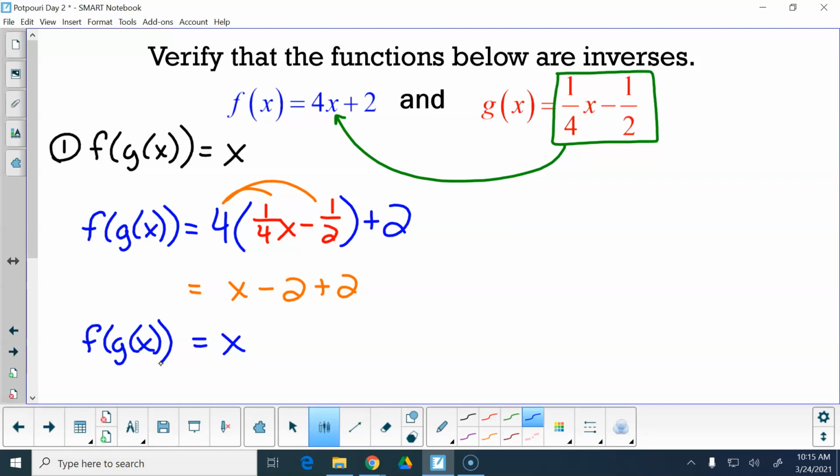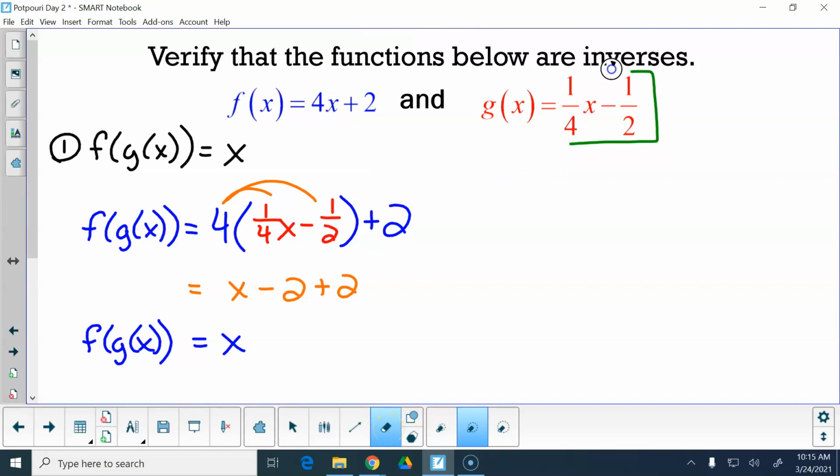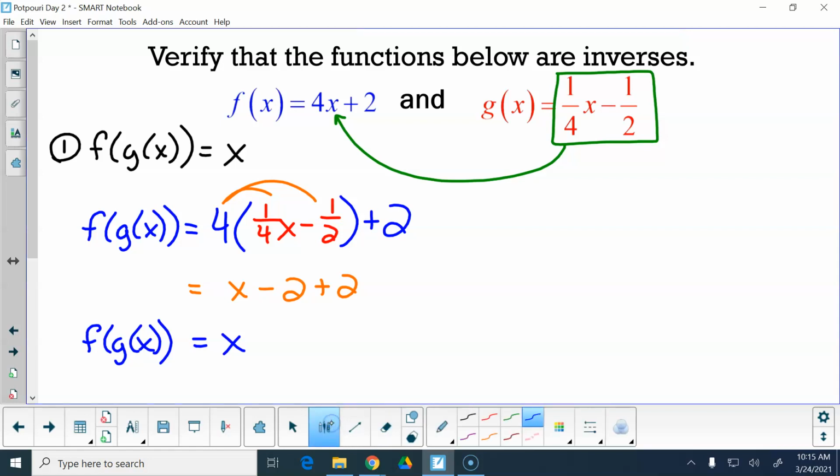So the first one is satisfied. Okay? But we can't stop there. Actually, I could have just tapped the brakes. Now, this color, the purplish, I have to put this in for x in the other one and show the exact same thing.